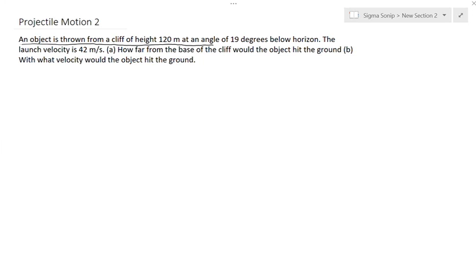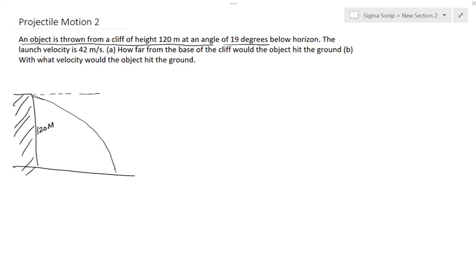So this is my cliff, and the height of the cliff is 120 meter, and this object is thrown at an angle 90 degrees below horizon. So this is how the object is being thrown, and it hits the ground here. The ground is not horizontal, so let me draw it again.